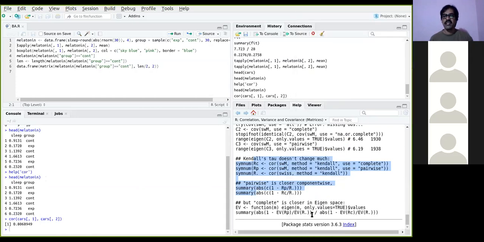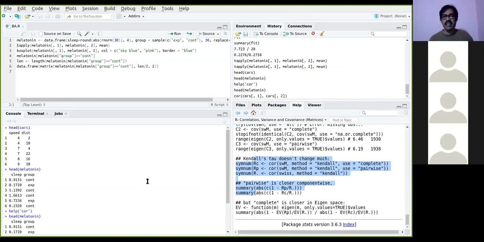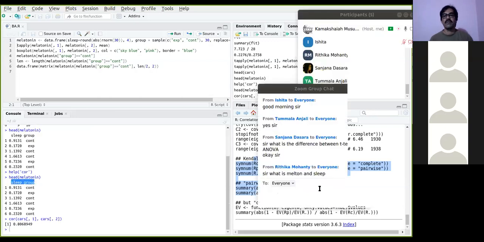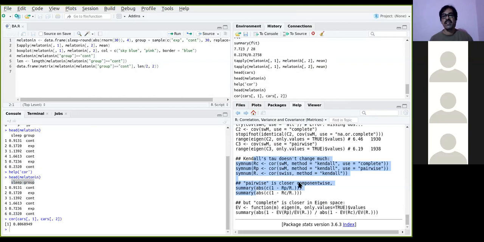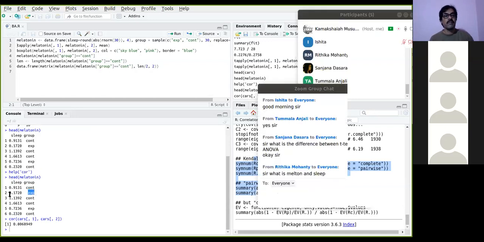That is the data set. I think you have not heard of melatonin. Melatonin is a data set. I used that data set to explain the t-test and ANOVA, in which we have two variables, sleep and group. These are the two variables within the data set, melatonin. Melatonin is actually a drug. When this drug is administered to the experimental group, there must be some effect. So here the medical practitioners are trying to study the effect of melatonin on some 30 to 40 subjects.